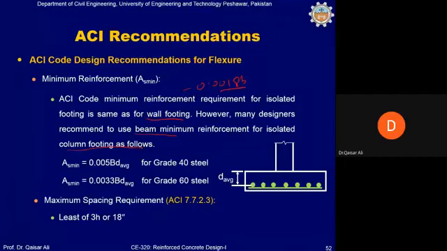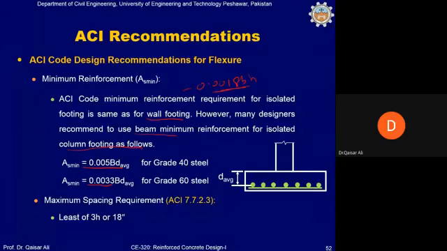You should remember this: according to the ACI code, the minimum reinforcement is the same as it was for wall footing, which was 0.0018 BH. But in the case of isolated column footing, it is my recommendation to all of you, and many designers around the world do this, that minimum reinforcement for isolated column footing is calculated using the beam formula instead of the slab formula, which will give you higher reinforcement than the slab formula.